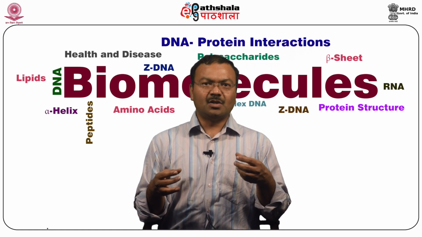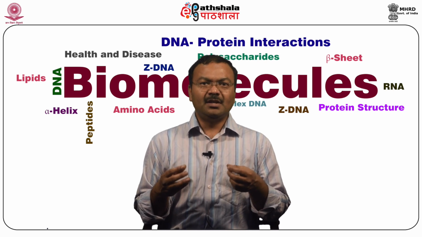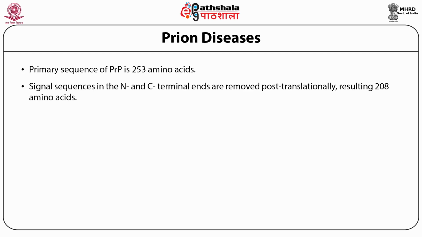PrP is highly conserved throughout the mammals. The precise function of PrP is still not very clear. So the prion protein, which we generally symbolize as PrP, has 253 amino acids in its coding region. But the signal sequences in the N and C terminal ends are removed post-translationally, resulting in 208 amino acids. Several possible functions of the prion protein are described in the literature, but the exact function is not known.